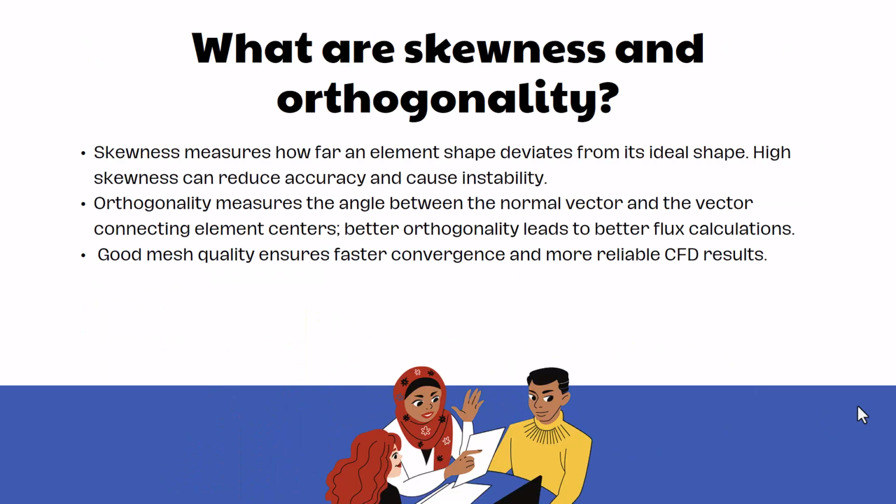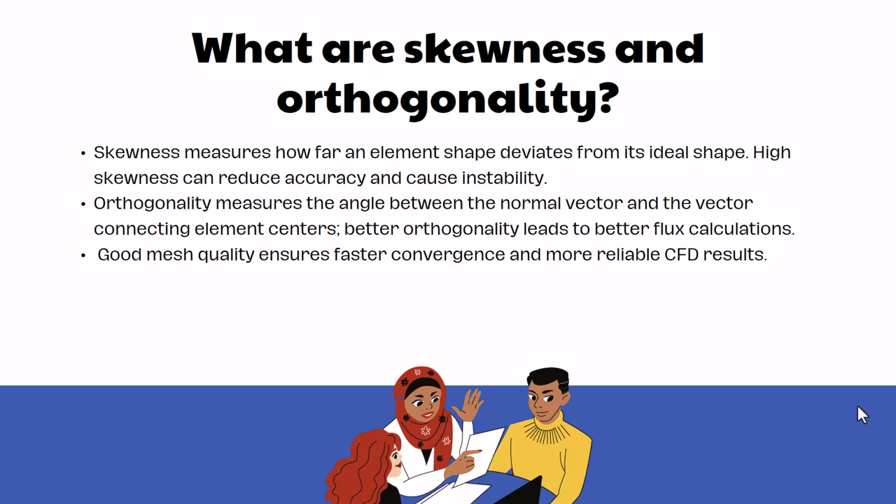The next question based on the mesh is skewness and orthogonality. So what is skewness? Skewness is a measure of how much our element is deviating from its ideal shape. Suppose our ideal shape is a rectangle, and it is getting skewed; how much it is getting skewed is called skewness. Whenever there is a high skewness, it will cause our simulation to have very low accuracy and cause instability. That means our solution may diverge. So this is called skewness.